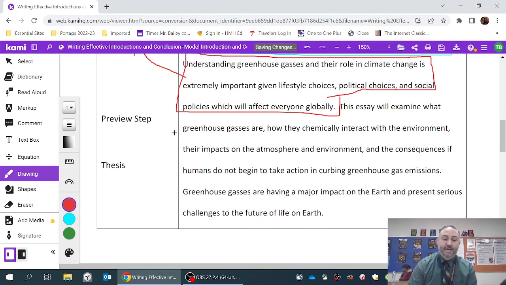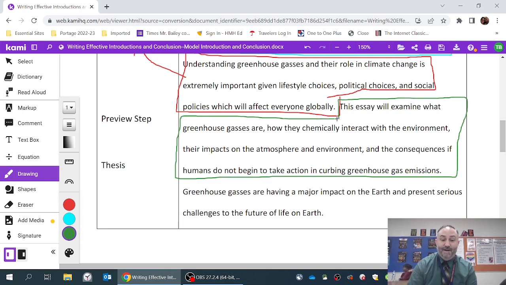Which then brings us to the next part, which is the preview step. So I'm going to read it out loud. This essay will examine what greenhouse gases are, how they chemically interact with the environment, their impacts on the atmosphere and environment, and the consequences if humans do not begin to take action in curbing greenhouse gas emissions. So in this particular case, this lays out what's coming in the essay. This is the preview step.